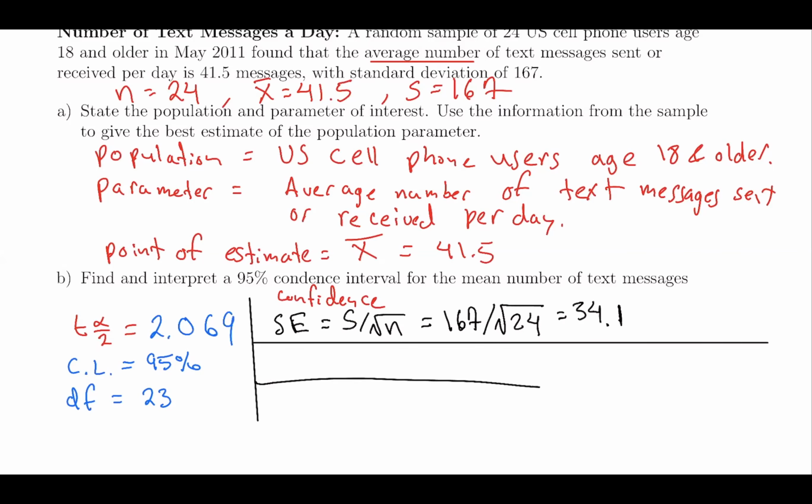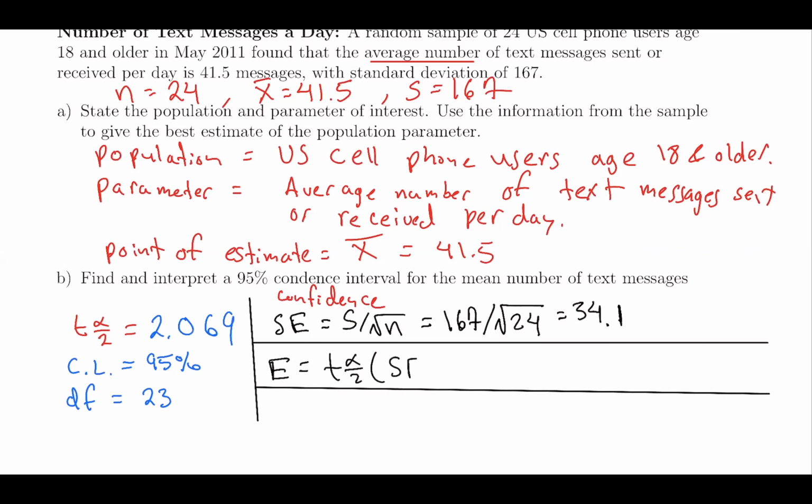Okay, up next we're going to get the margin of error. To get the margin of error, you take t alpha divided by 2 and multiply that by the standard error. So t is equal to 2.069, multiplied by the standard error, which we just found to be 34.1.